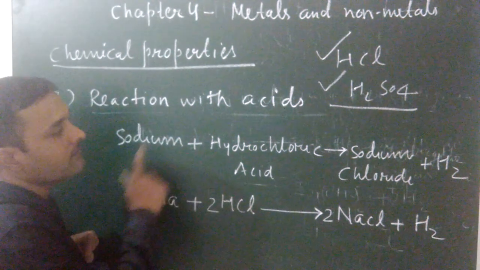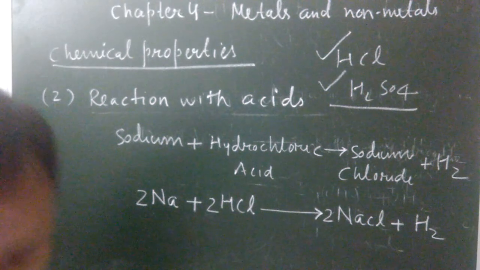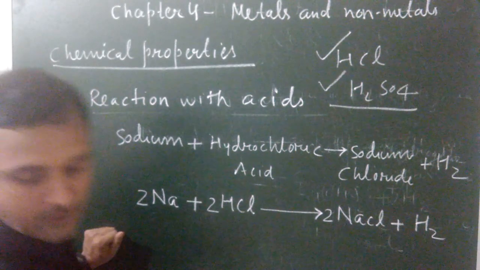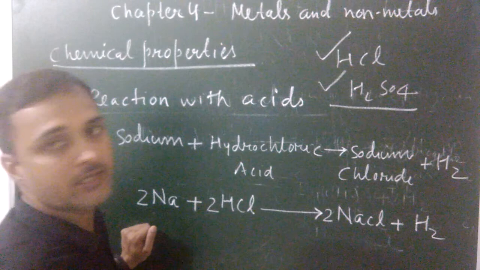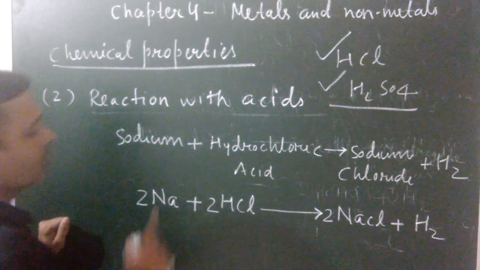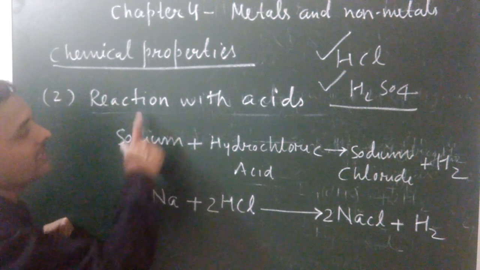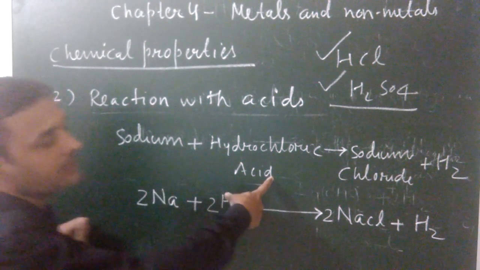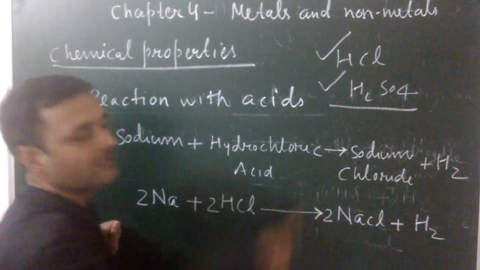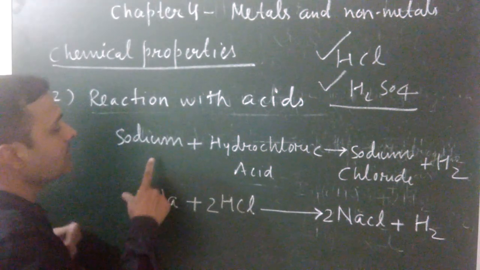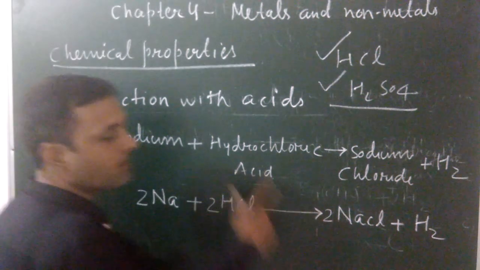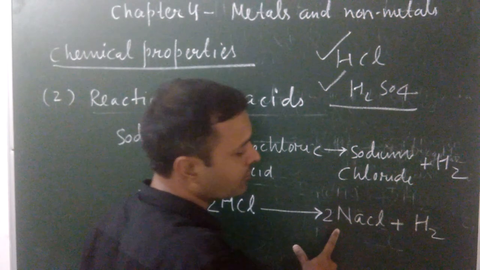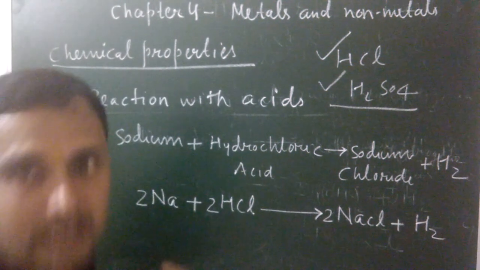Reaction of magnesium with sulfuric acid. It is given in your book, page number 45. What is the chemical formula of sulfuric acid? H2SO4. Once again, metal reacts with acid, it will give salt and releases hydrogen gas. First example, when sodium reacts with hydrochloric acid, it forms the salt sodium chloride and evolves hydrogen gas.